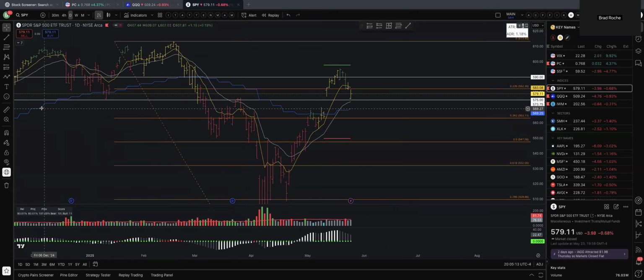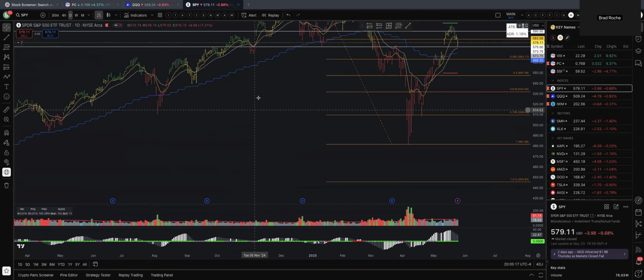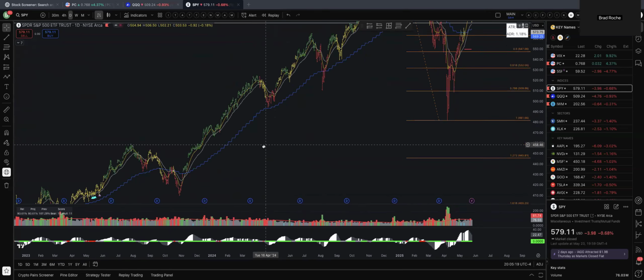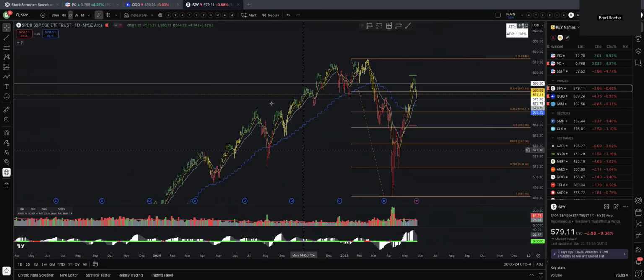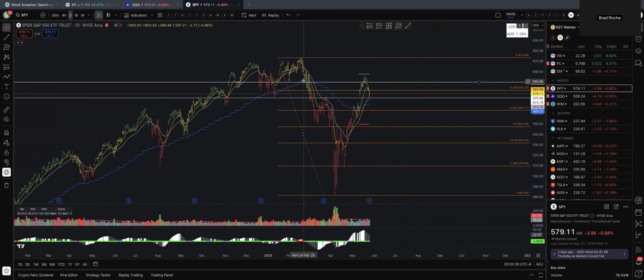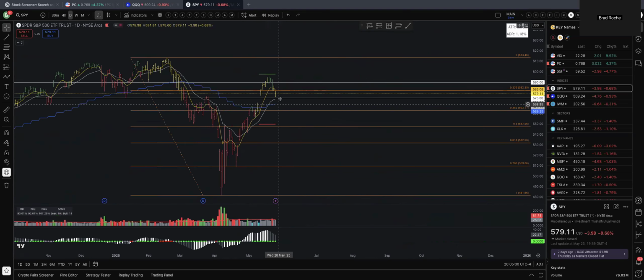This blue line is the weekly time frame 21 EMA. You can kind of see how we've reacted to that in the past. We have pullback, bounce, pullback, bounce, pullback, bounce. Once we broke, we saw this big flush. Then we got stopped up here. Once we broke that, now we're above it.